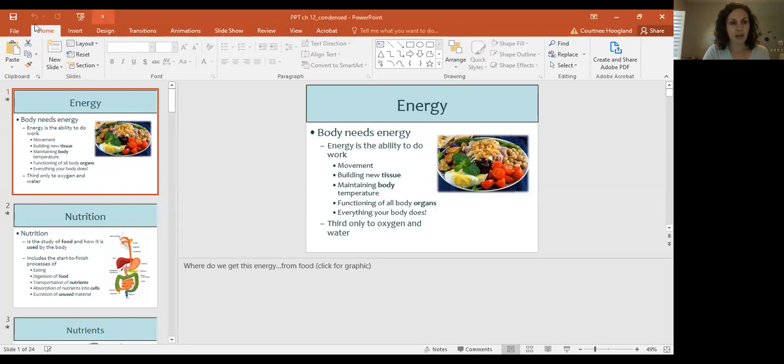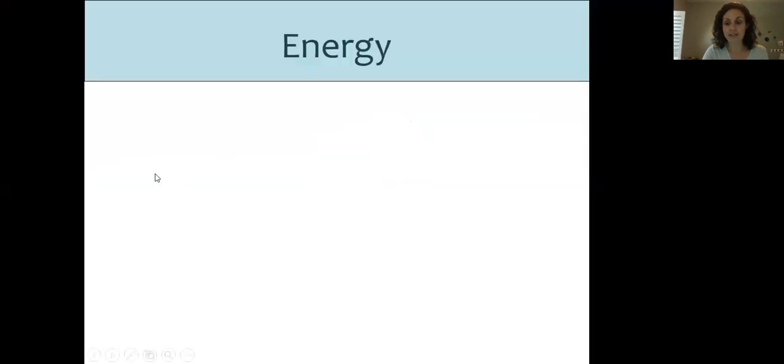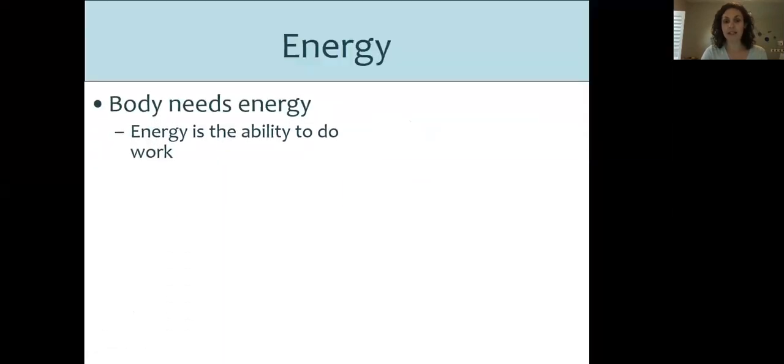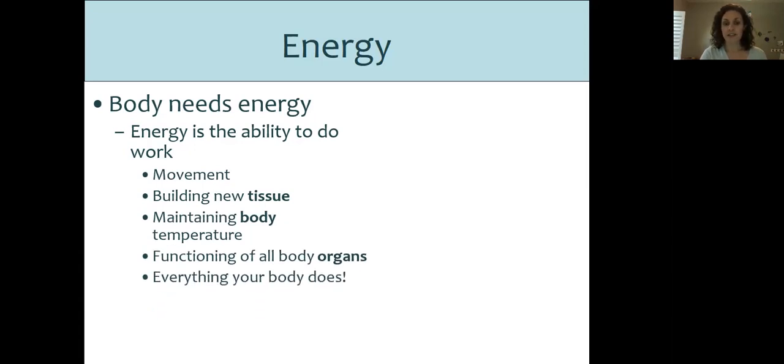Okay, so the first thing we're going to talk about is just what food does for our body. Food supplies energy, right? Our body needs that to work, to move, to do everything that it does, even the things that we don't know our body's doing when it's doing it, like digesting food and keeping our heart beating. But the things that we for sure need energy for: movement, building new tissue, maintaining our body temperature, functioning of all of our body organs, everything. If you were thinking there was something that didn't need energy in our body, you're wrong. Everything does.